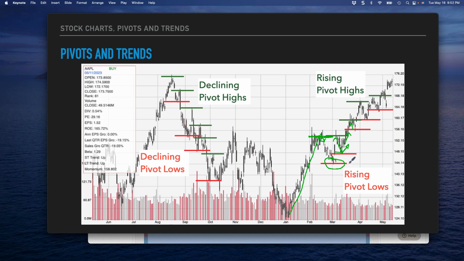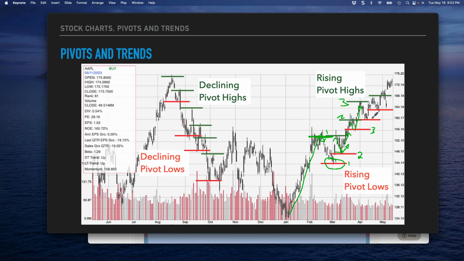Now, not only do we have 2 increasing pivot lows, we also have 2 rising pivot highs. We see a new pivot low. This will be the third pivot low. Apologize for my terrible writing. At around 156, the stock rallies again, and here's the third pivot high.